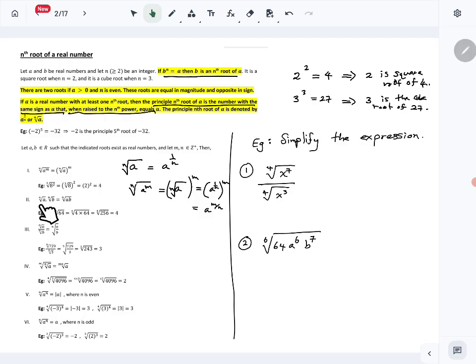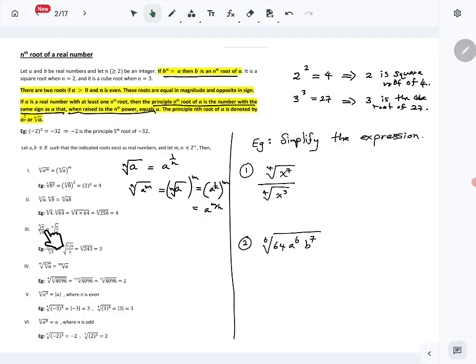Then the second law: the nth root of A times the nth root of B is the same as the nth root of AB. So here, the fourth root of 4 times the fourth root of 64 can be written inside one fourth root as 4 times 64, which is the fourth root of 256, and we know that is equal to 4. And a similar thing can be written for quotients.